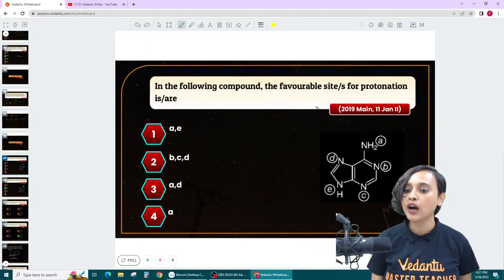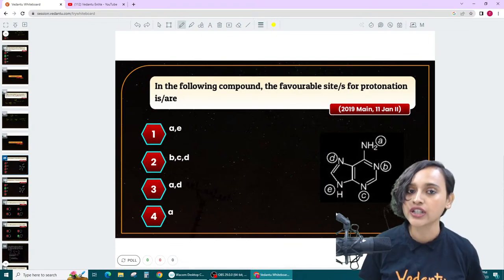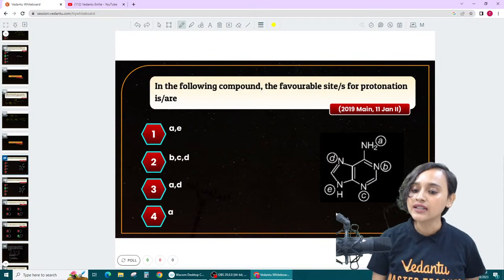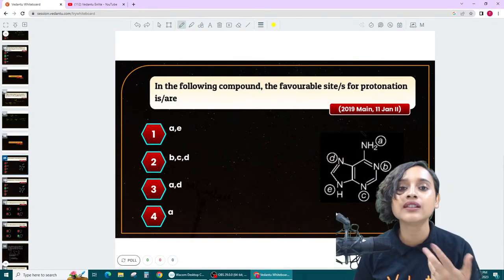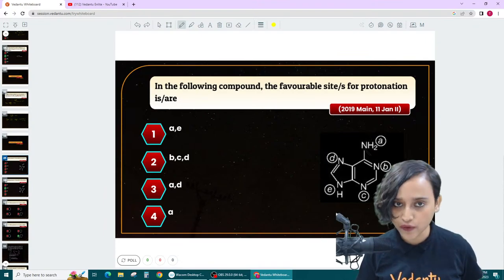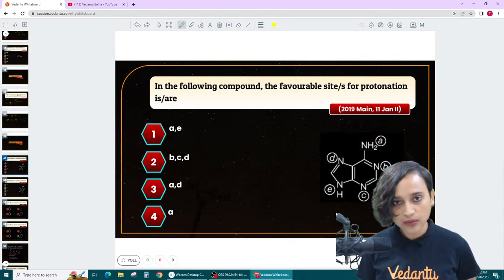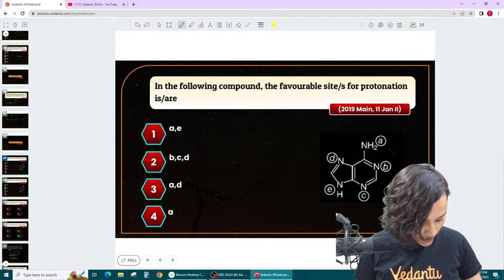In the following compound, the favorable sites for protonation is or are. See, protonation. When will protonation be easy and simple? Protonation will be easy and simple when the lone pair is easily available. That means it's not a part of conjugation. Correct? Yes. The lone pair has to be easily available. It should not be conjugated, right?